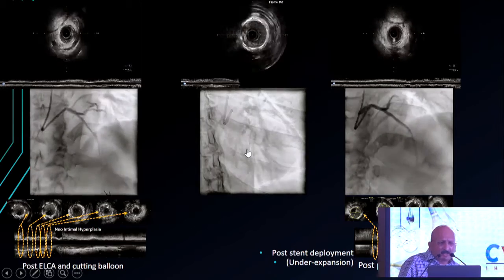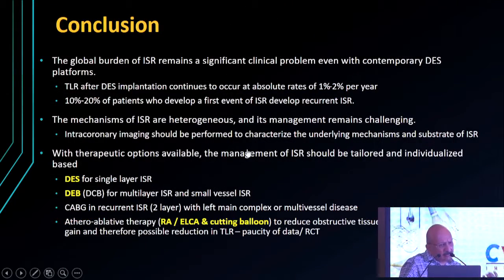So basically, all these cases showing that you have to use technology which is adaptable to this, like imaging, OCT or IVUS, doing a drug-eluting balloon instead of a drug-eluting stent preferably, and using atheroablative therapy like laser, rotablation, or cutting balloon. Thank you very much.